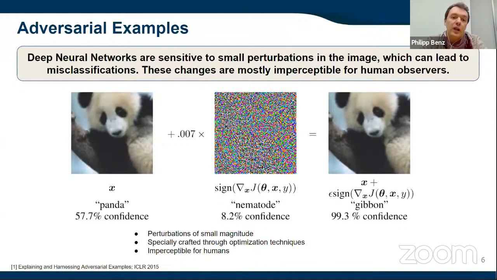Deep neural networks are actually found to be sensitive to small perturbations in the image. And these small perturbations can lead to misclassifications. And usually these changes are not visible to a human observer. So for example, if we look at this example shown in the slide, we have an input image of a panda, and we are adding some noise that is crafted in a certain way, which I will introduce in more detail later. We add this, and we get this resulting image on the right. And suddenly this image is not classified as a panda anymore, but as a gibbon. And as we can see, it's classified as a gibbon with a relatively high confidence of 99.3%.